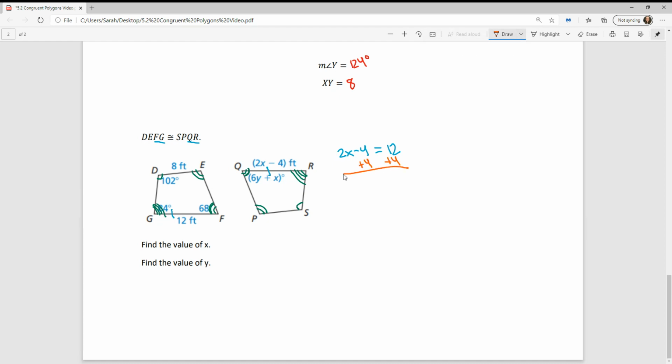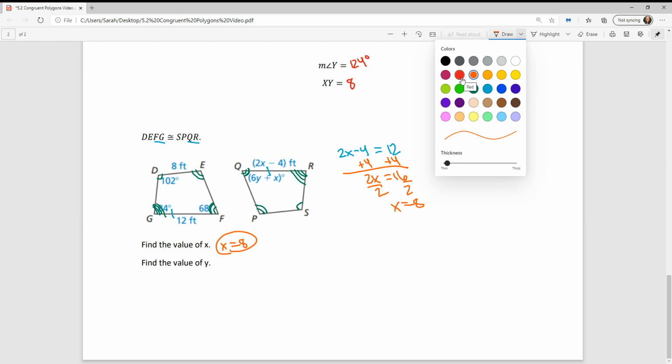So add 4 to both sides, and then get x by itself. We end up with x equals 8. So the value of x is x equals 8. They could have also said find QR. If they asked you to find QR, you'd have to plug that 8 in for x. Since they're just asking for the value of x, this is where you stop.